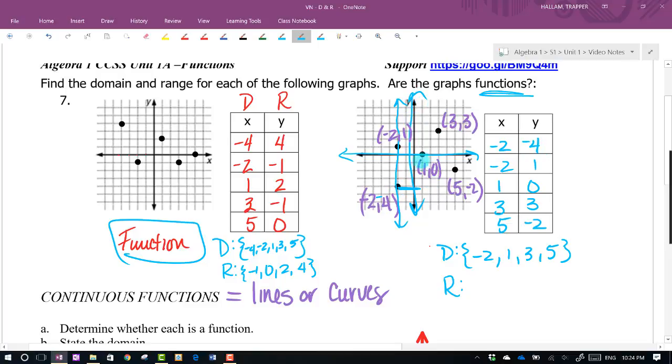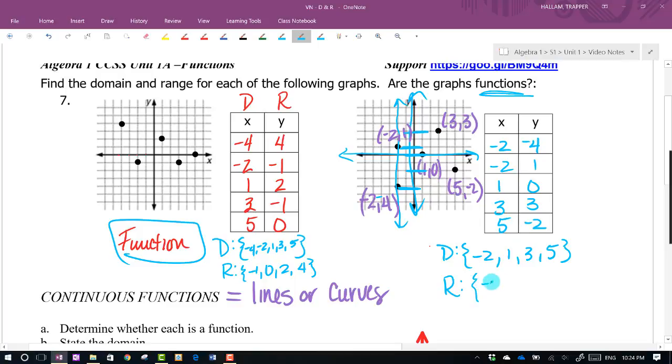I can find something at 1. Where's 1? There's 1. I can find something at 0, right there, this point, and find something at 3, and I can find something at -2. So what it tells us is all the locations on the y-axis. That's what the range is. So let's finish that question up.